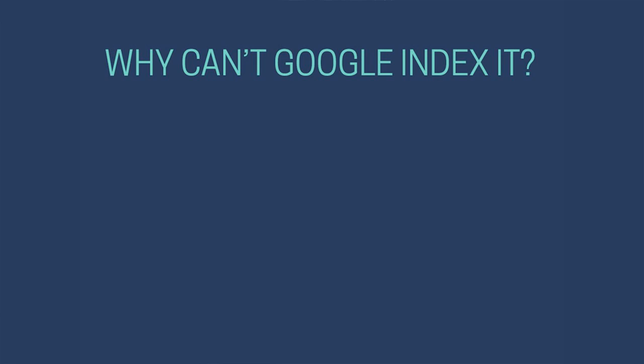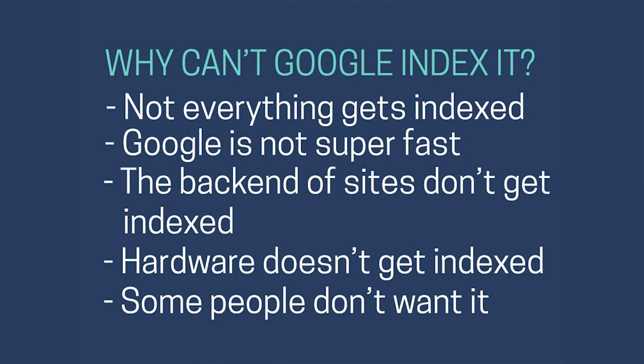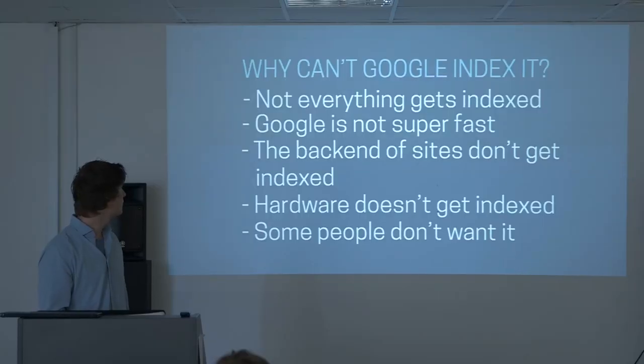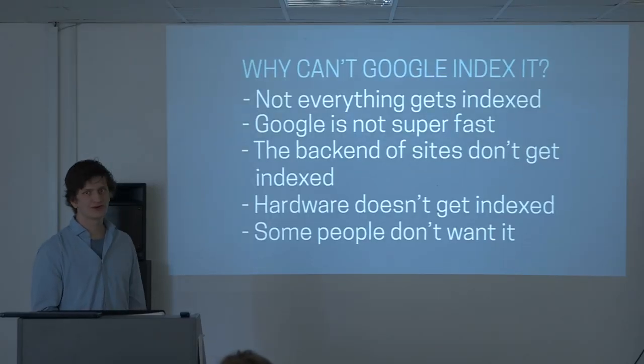So why can't Google index it? Well, not everything gets indexed. Google doesn't index, for instance, a page that has been translated from the original page. So if you have a site in different languages, normally Google doesn't index those sites. It doesn't index all the pages of a particular site. It also doesn't index duplicates. When Google thinks you duplicated information, it won't index that part of your site. Also, Google is not super fast, it takes time to index your site.